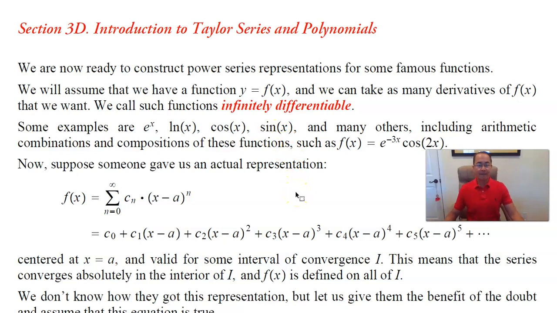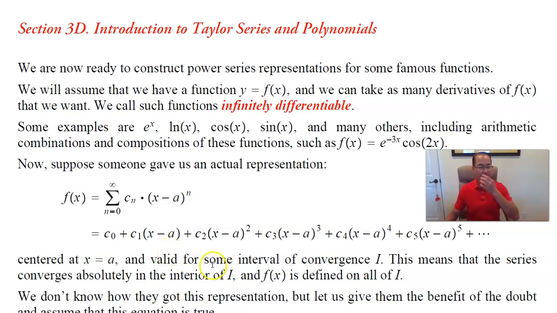Let's pretend that a very good friend of yours told you, hey, here's a representation. I can assure you it is perfectly correct. And here are the coefficients. The function is exactly equal to a constant, c sub 0, plus c1 (x minus a), plus c2 (x minus a) squared, plus c3 (x minus a) cubed, and so on. Okay, so you have as many terms as you want in the power series centered at x equals a.